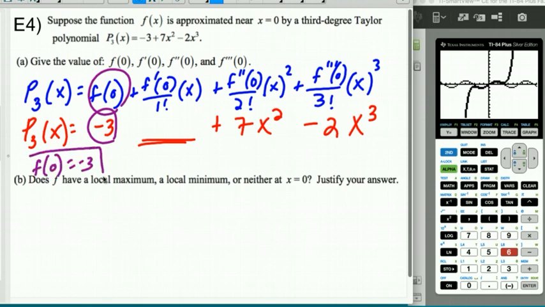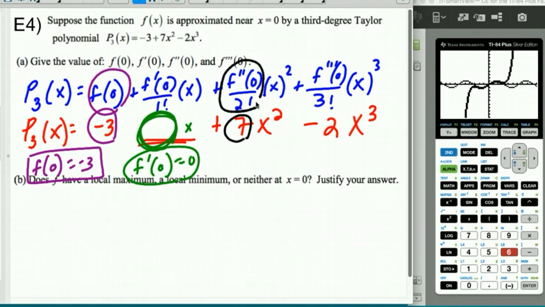That one's done. The next thing I can infer is that since there's nothing here, that must be a 0. Well, that means that f prime of 0 must be 0 because there is no term there. Since there are no x's, that must be a 0. Similarly, this 7 has to equal this whole mess. So f double prime of 0 over 2 must be 7. That must mean that f double prime of 0 is 14.